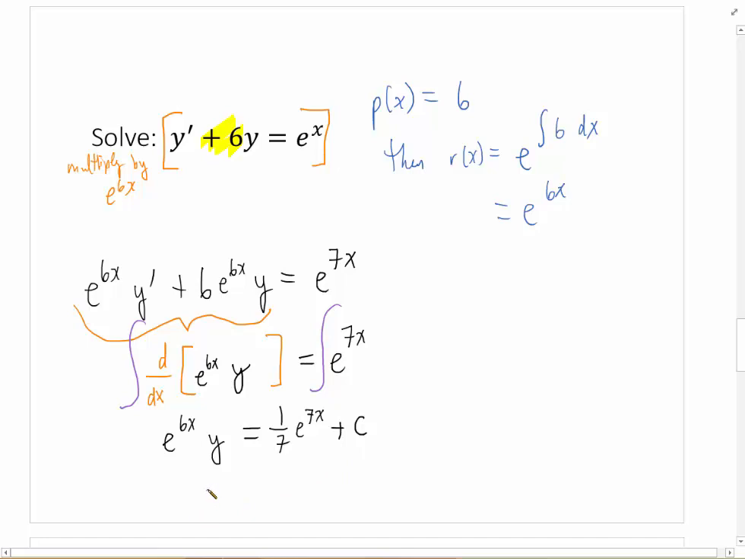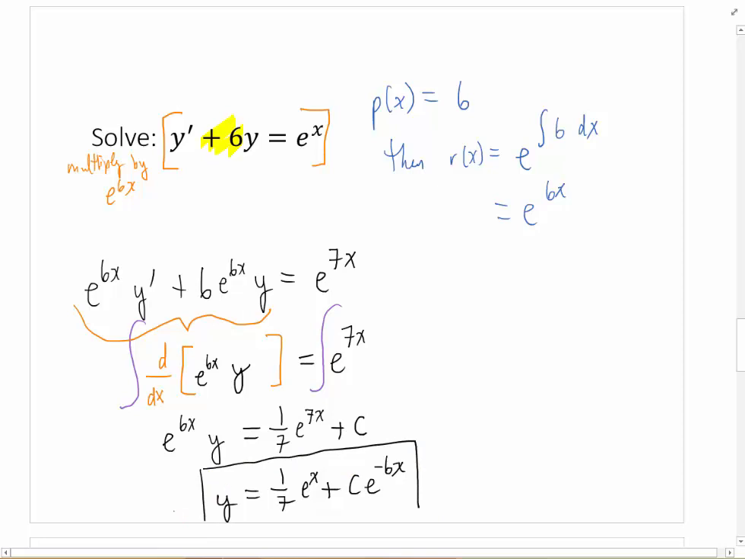Alright, and then from here we solve for y. Divide through by e to the 6x, which is the same as multiplying by e to the negative 6x. y is 1/7 e to the x plus c e to the negative 6x. And there's our solution.